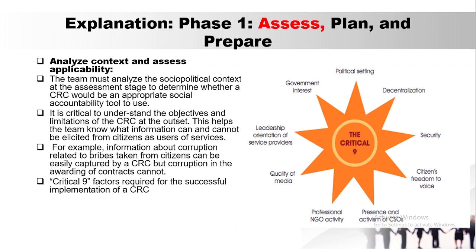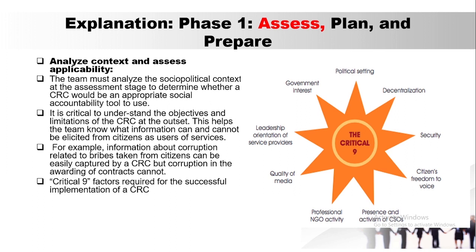As I said, assess, plan, and prepare, which I have explained. So these are the 9 critical factors for you to consider when you're doing your assessment, planning, and preparation. One, you have to consider the political setting, whether it's favorable. Decentralization: where can you engage, is it regional or national? In this case, it was a regional matter, with the Road Safety Act and usage and protection by KCC. Then you have to consider the security.